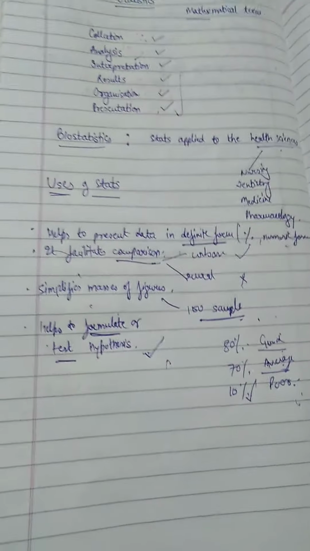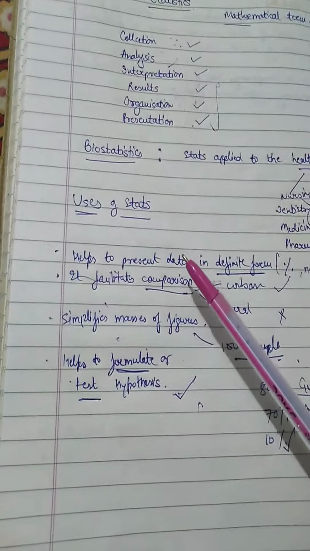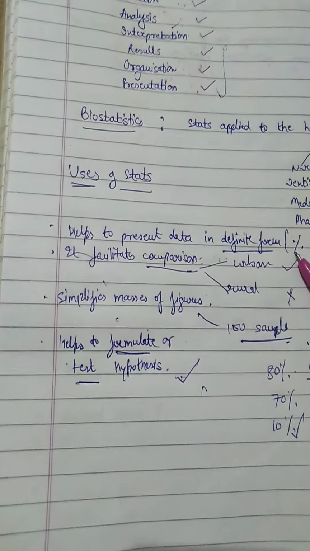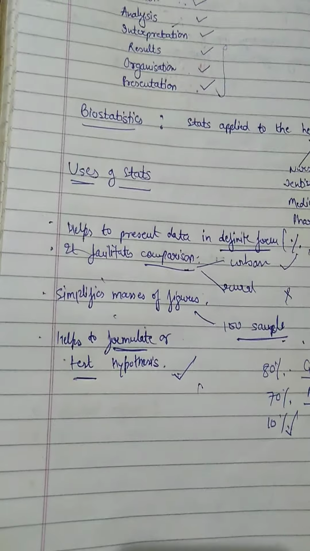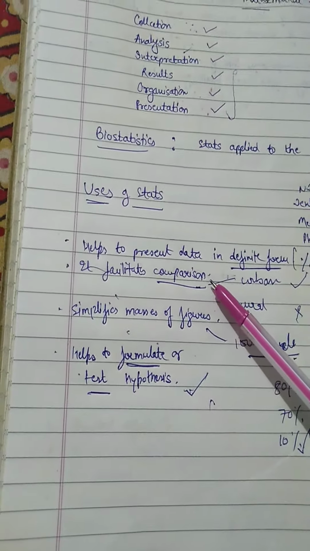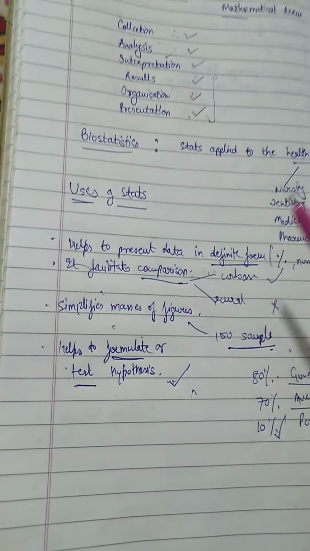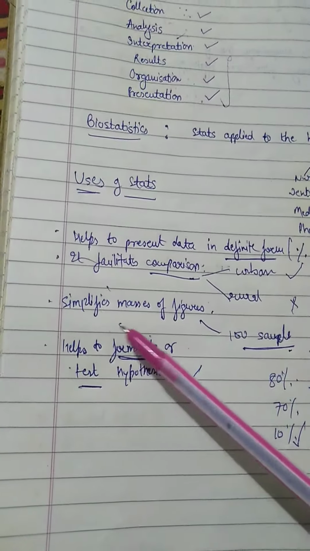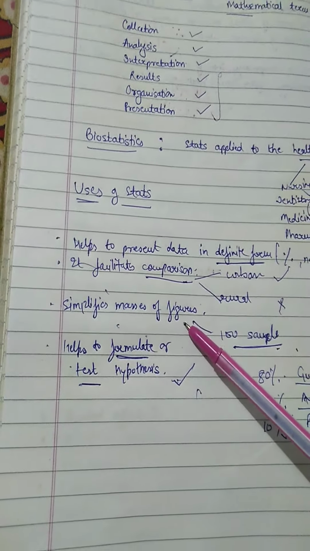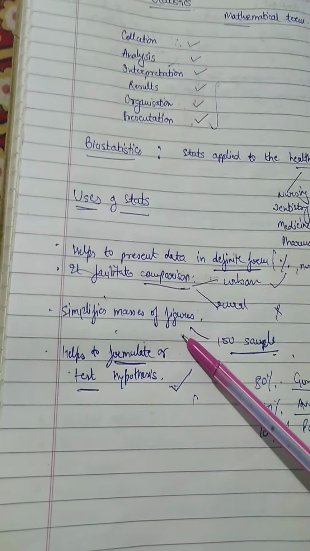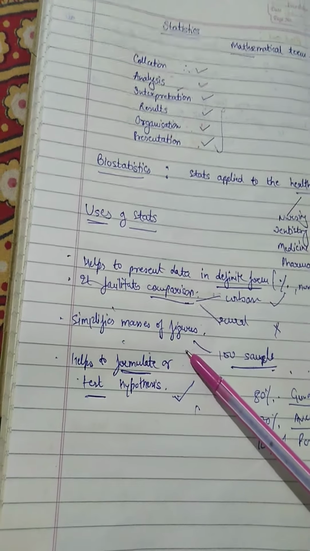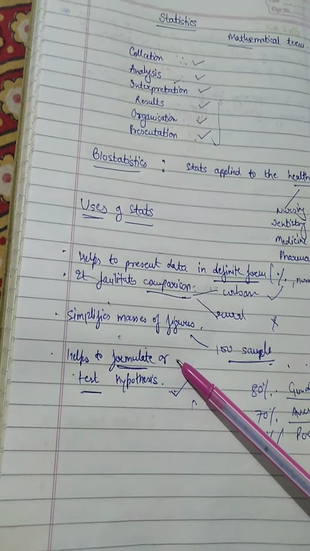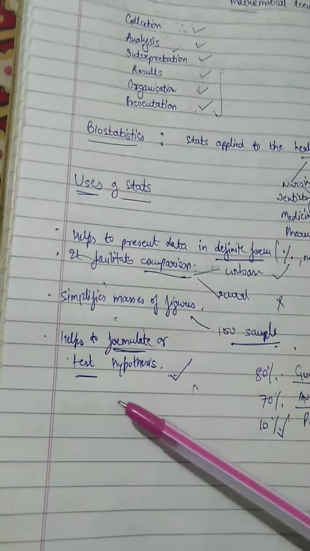So these are the uses of statistics. It helps to present data in a definite form, that is in percentages, in numeric form, fraction, ratios, all these come under statistics. Next, it facilitates comparison. With the help of stats, you can compare between two groups, two persons, or two populations living at different geographical areas. Stats simplifies masses of figure. Without stat we have to look at each result, but with the help of stat we can simplify masses of figures. It helps to formulate or test the hypothesis.